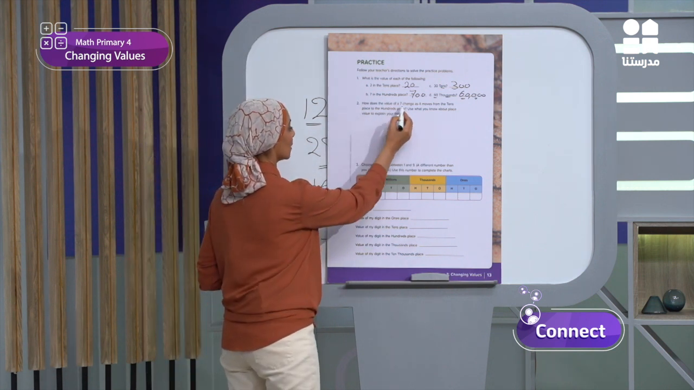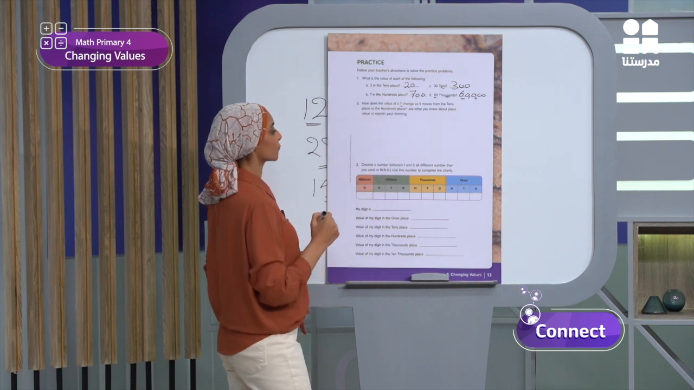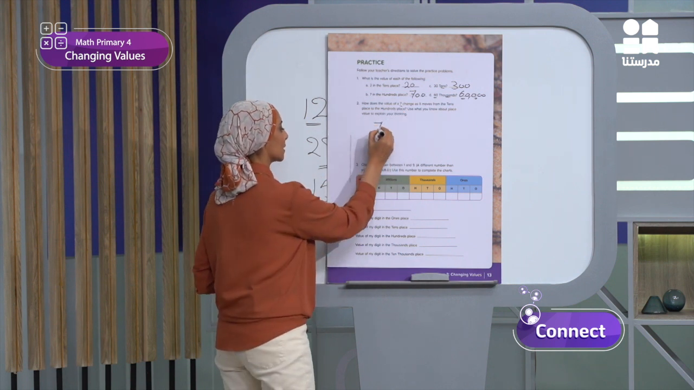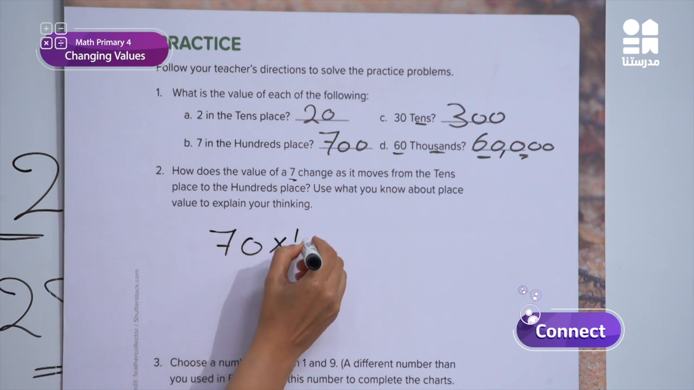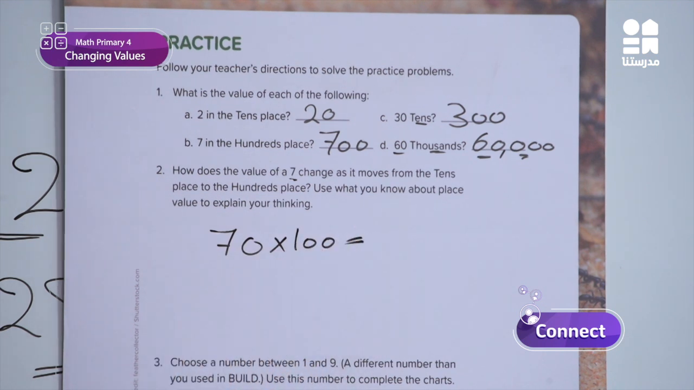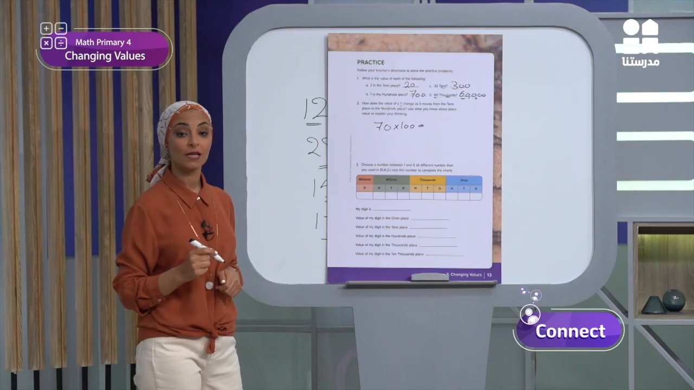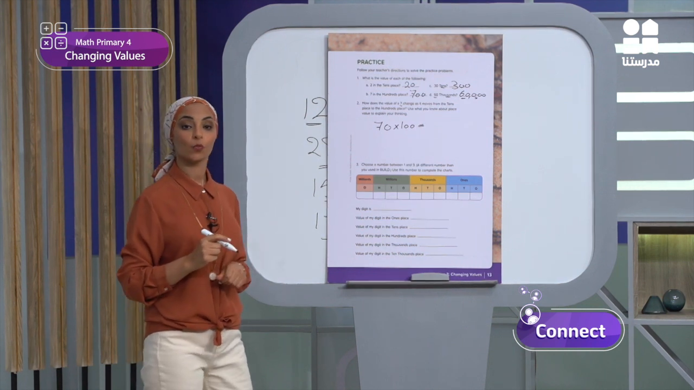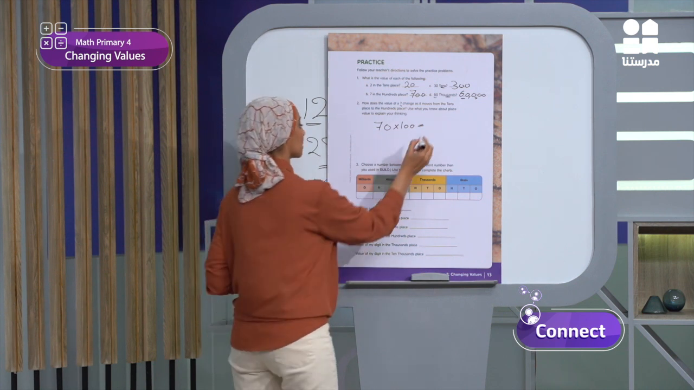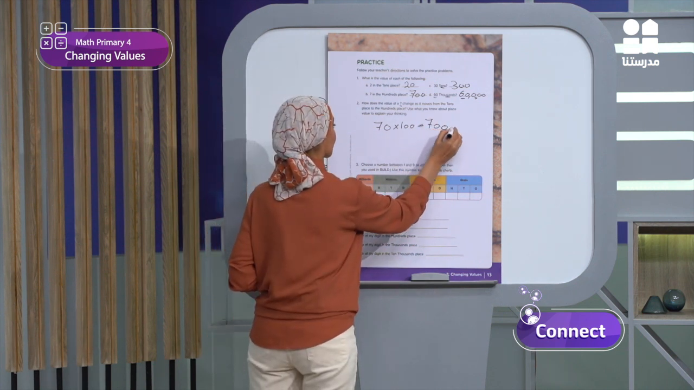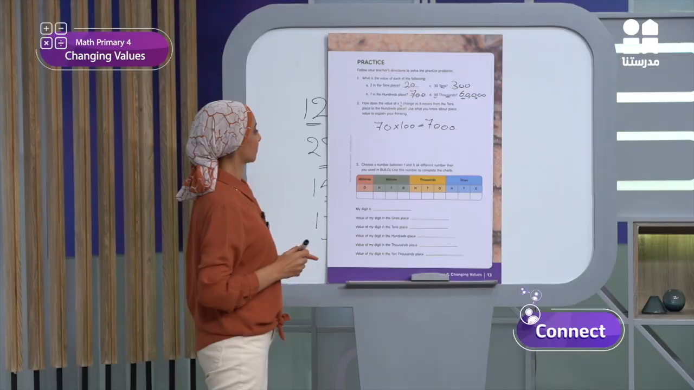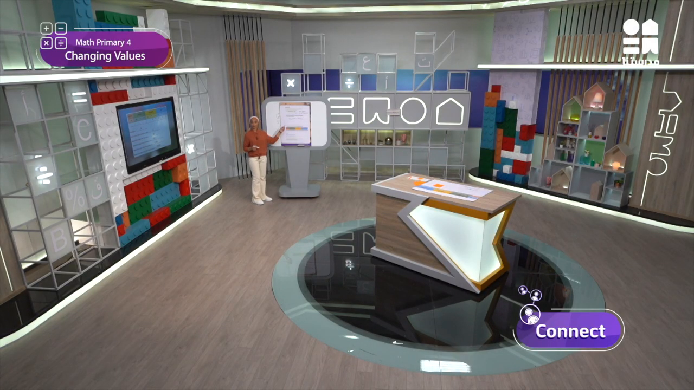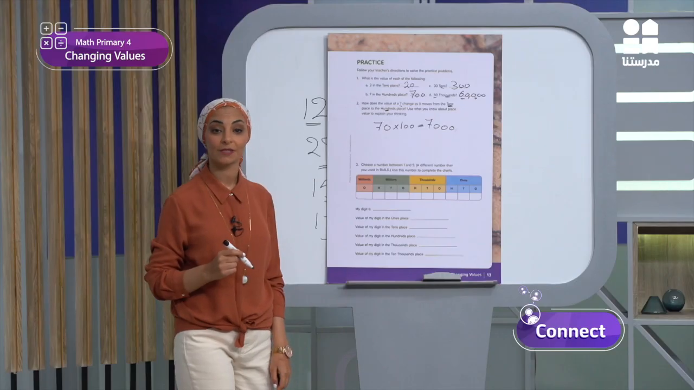So the value of 7 changes as it moves from the 10th place to the 100th. So 70 times 100 equals what? Yes, who can tell me? 70 times 100 equals what? It will be 7,000. Right?